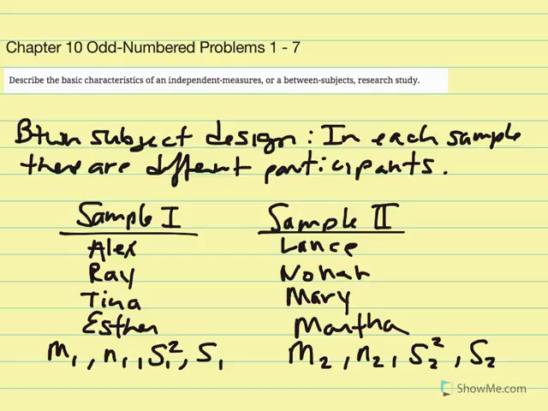And this will be different from what we learned later in chapter 11, which is referred to as within subject design. Within subject design is the same individuals being recycled or reused in every condition of the independent variable.